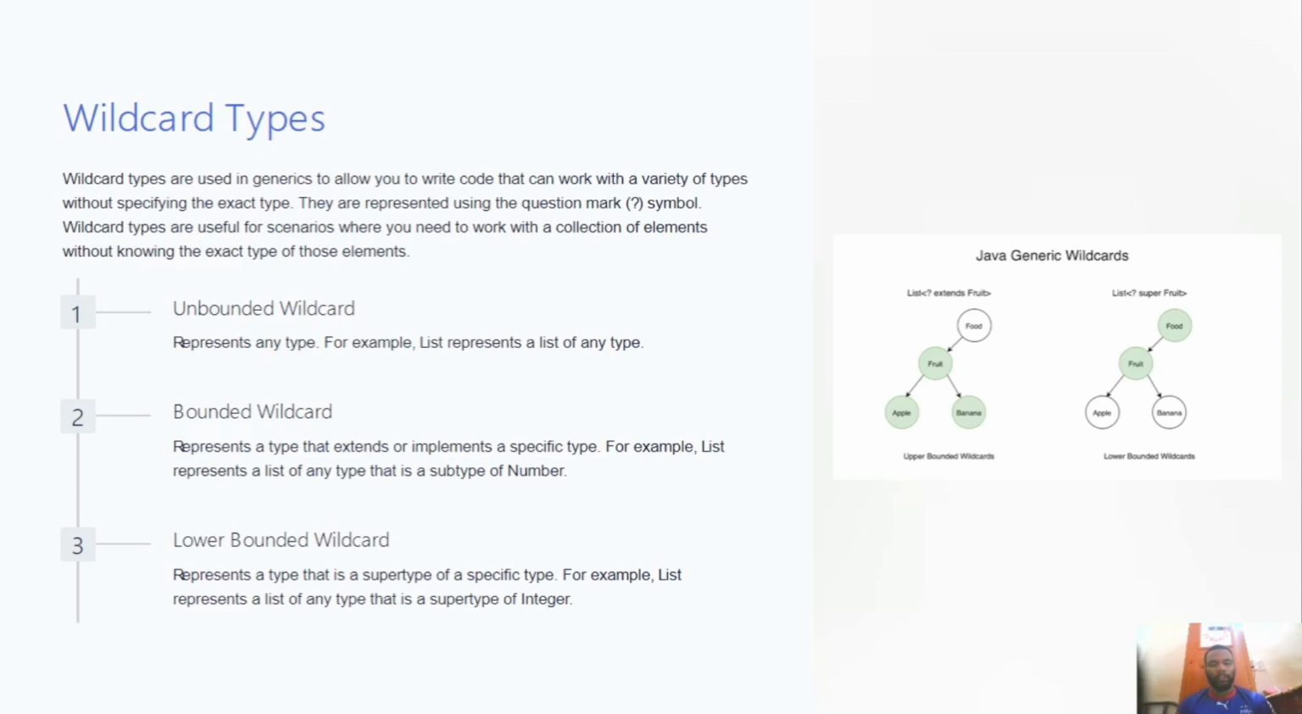Unbounded wildcard: represents any type. For example, List<?> represents a list of any type. Bounded wildcard: represents a type that extends or implements a specific type. For example, List<? extends Number> represents a list of any subtype of Number. Lower bounded wildcards: represent a type that is a supertype of a specified type. For example, List<? super Integer> represents a list of any supertype of Integer.